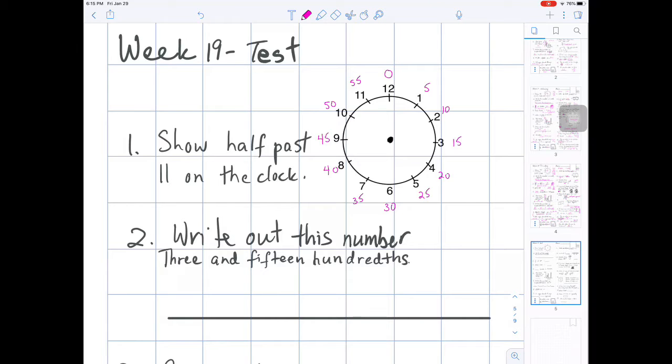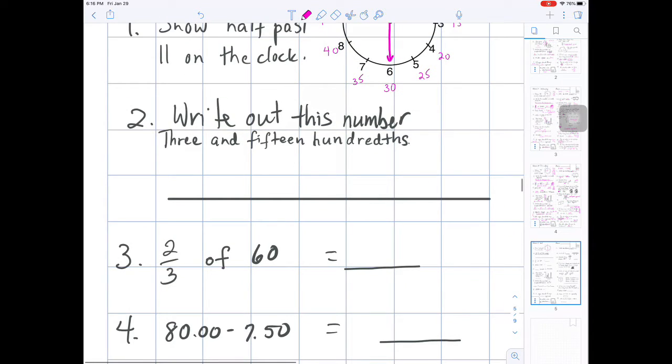Week 19, test corrections. Show 11:30 on the clock. 11:30, so my minute hand is pointing around the hour, which means my hour hand is halfway from 11 to 12. Write out this number, 3 and 15 hundredths.